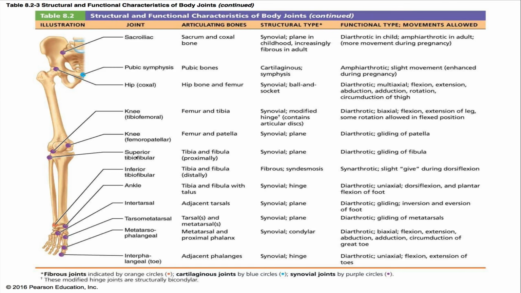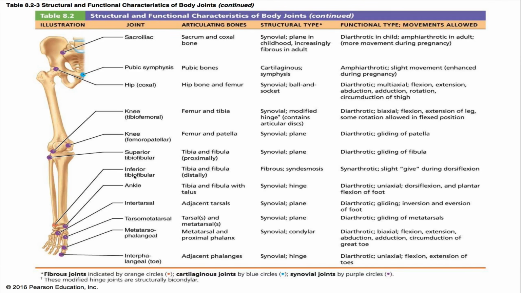You have your superior tibiofibular joint, and the bones are the tibia and the fibula. Again, proximally. So it's right over here, where the tibia and the fibula articulate proximally to the body. And then you have another one that is going to articulate distally. So over here, it's a synovial joint, it's a plane joint, diarthrotic, and it allows the fibula to glide.